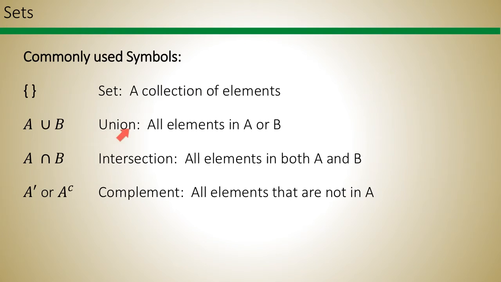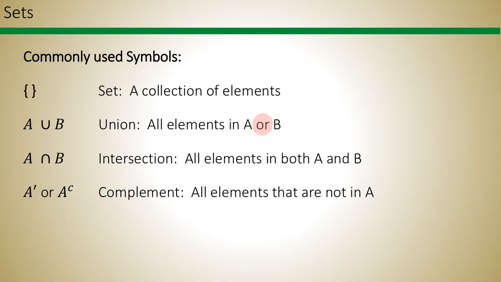Next one is union. So if you ever see this symbol right here, we're going to take everything in set A, everything in set B, and we're going to unite them. And we want all elements that are either in set A or set B. So keyword here is or, okay? In order for an item to be in the union, it only has to be in either set A or it's in set B, okay?